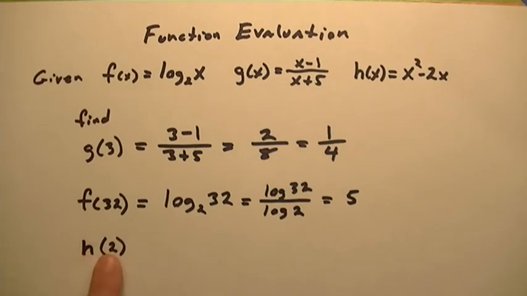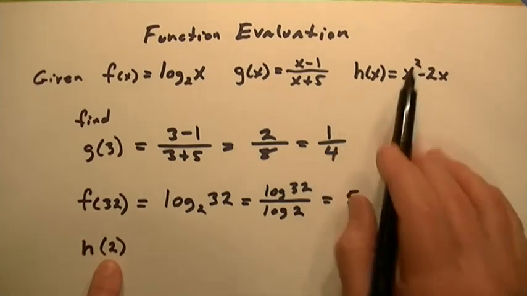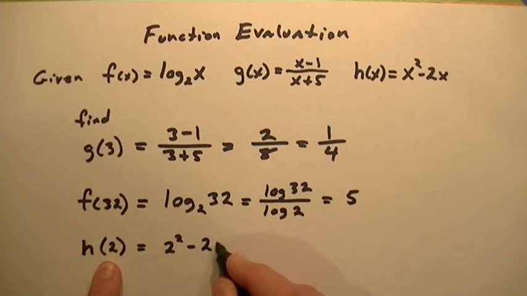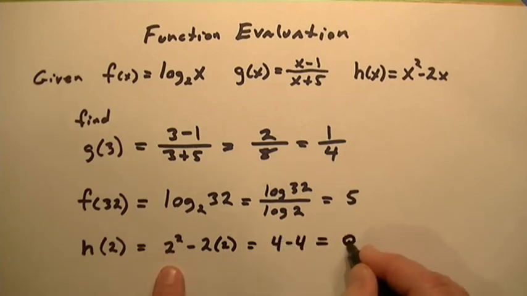Finally, h at 2. Make sure you use the h function. Replace the x with the 2. So now we have 2 squared minus 2 times 2. It's equal to 4 minus 4. And we would just call that 0.